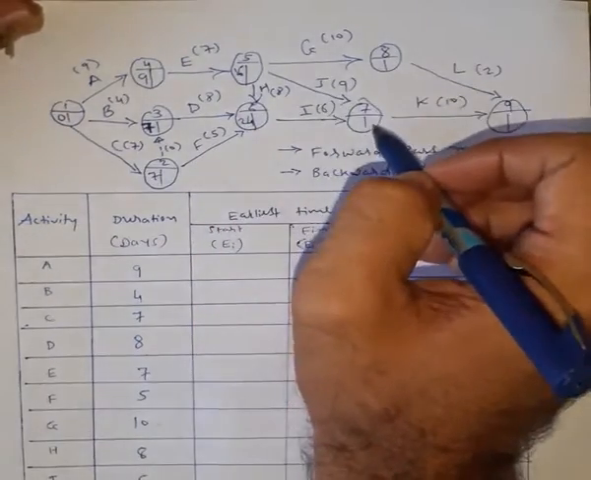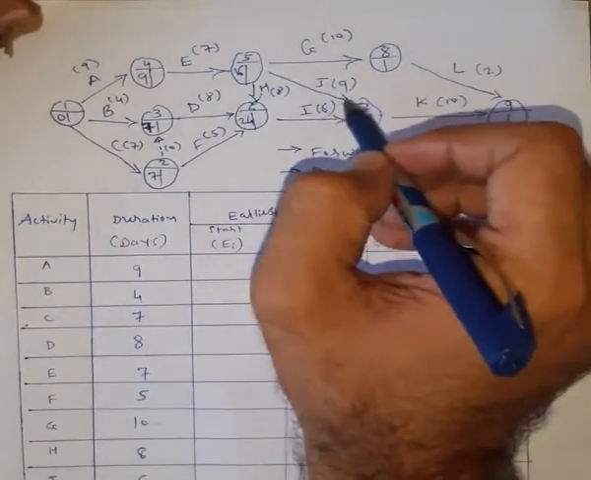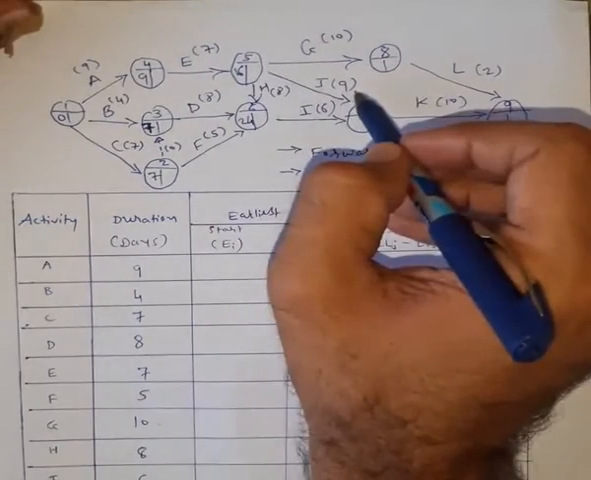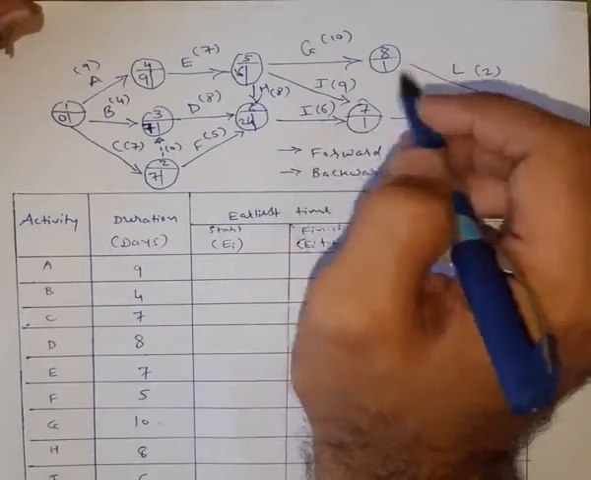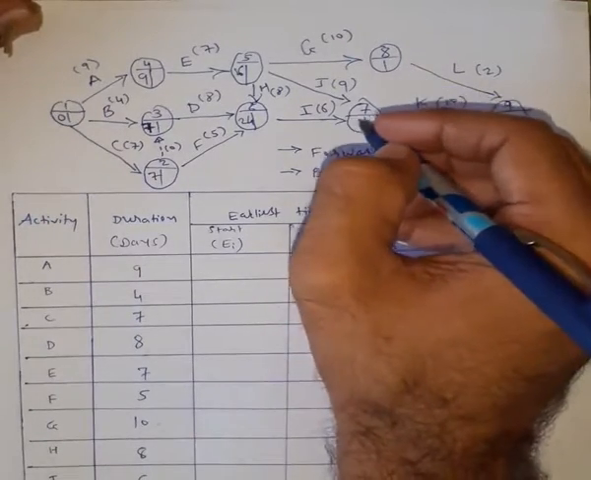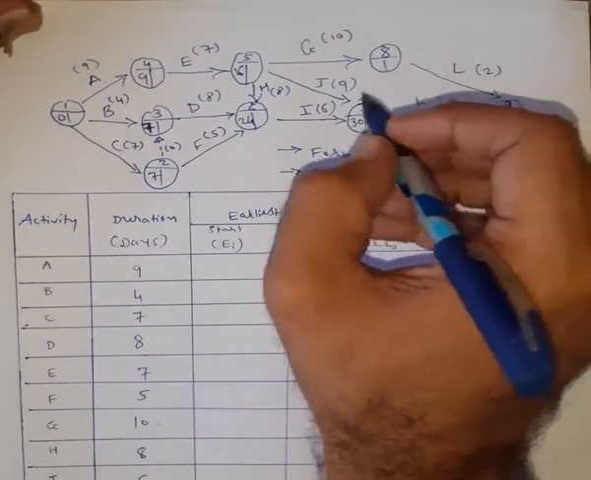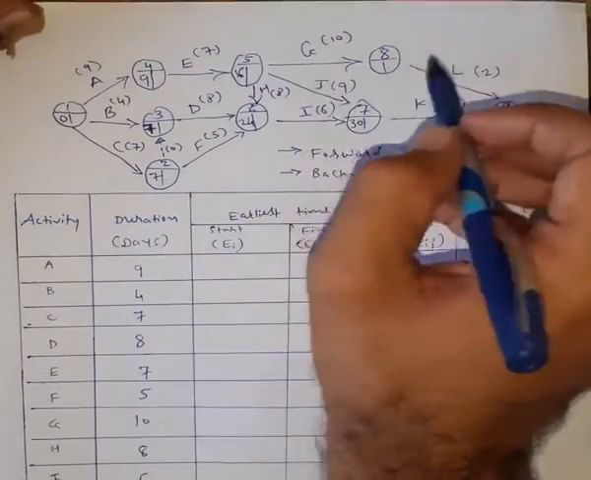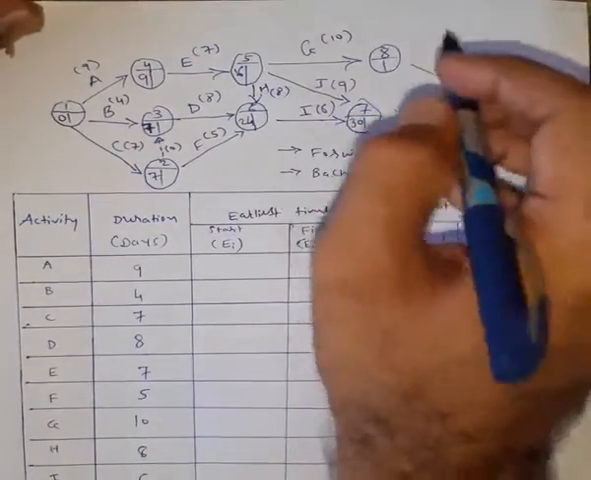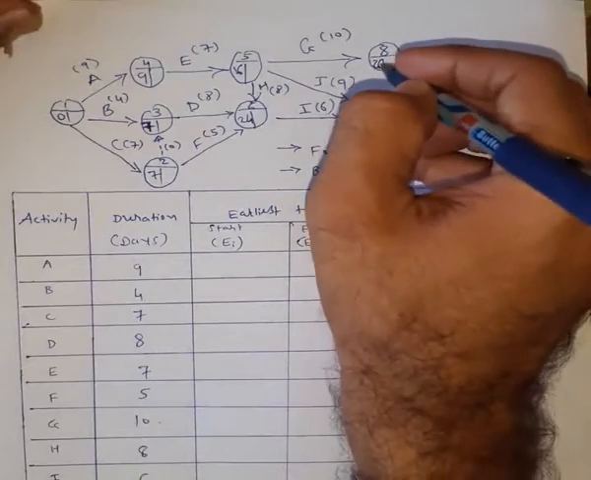Now to reach node number 7 there are again two ways. 16 plus 9, that is 25, and 24 plus 6, that is 30. So the maximum is 30, so I will put 30 over here. To reach node number 8 there is only one path, so 16 plus 10, that is 26.